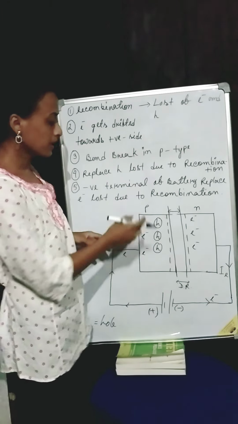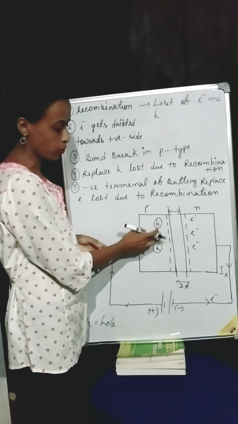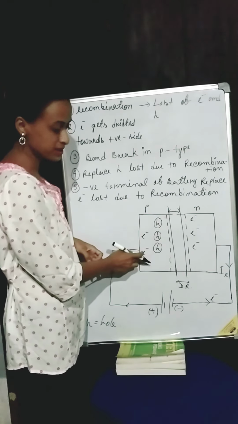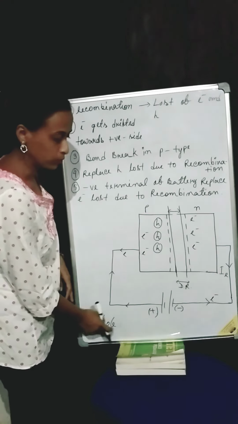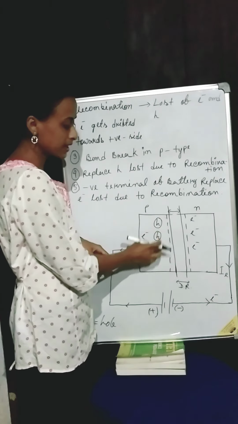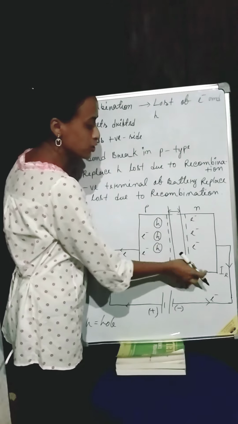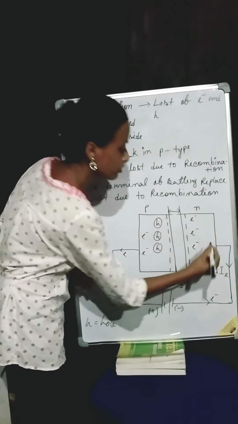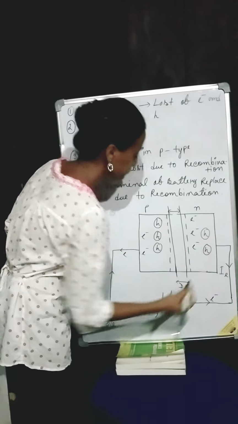Now see, in P section we know that the majority carriers are holes and minority carriers are electrons. Here by H I am representing hole and by E I am representing electron. Similarly in N section majority carriers are electrons and minority carriers are holes.